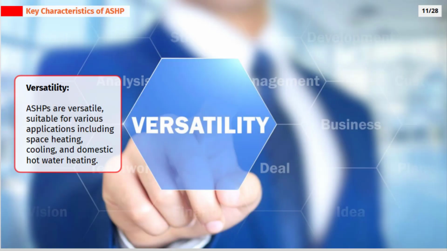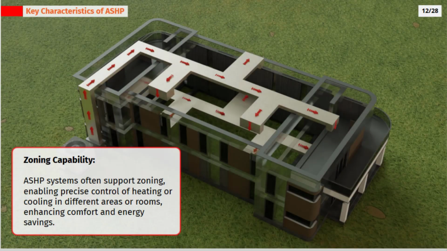Versatility. Air source heat pumps are versatile, suitable for various applications including space heating, cooling, and domestic hot water heating. Zoning capability. Air source heat pump systems often support zoning, enabling precise control of heating or cooling in different areas or rooms, enhancing comfort and energy savings.